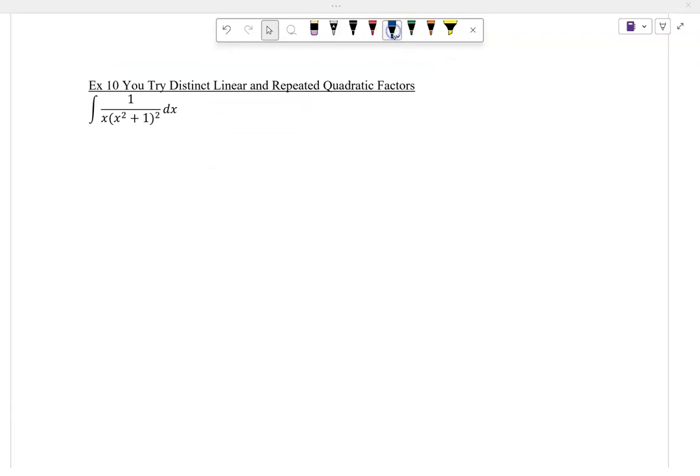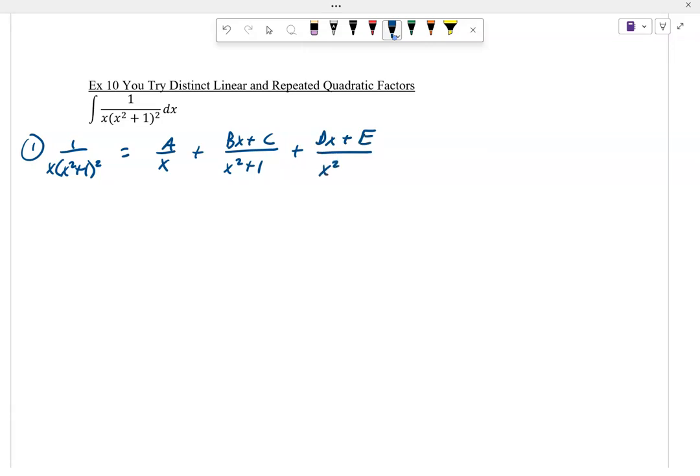All right, good time to pause the video and give this one a shot. Notice it's not improper. And so when I run my partial fraction decomposition, it'll be a over that first. That's a distinct linear factor. And then I've got this quadratic factor, but it is repeated. So I have a bx plus c linear form over it once, and then dx plus e over it to account for it being a repeated quadratic factor.